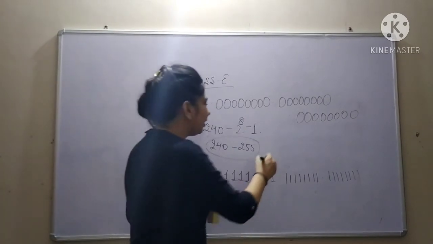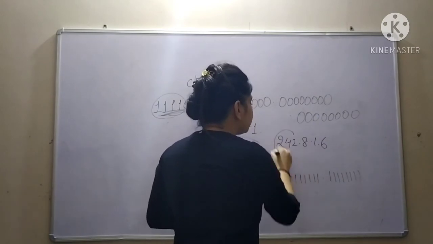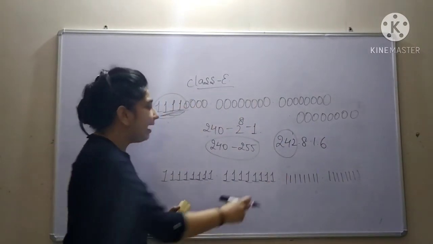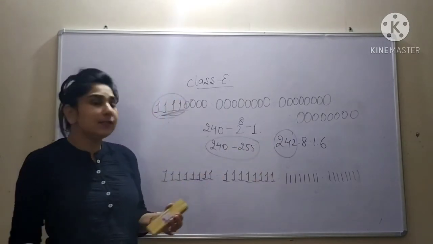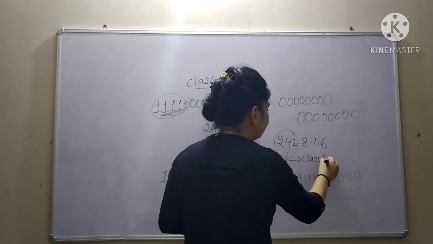For example, we are given 242.8.1.6. The first octet of this IP address is checked and it lies in the range 240 to 255. So we can say that this IP address belongs to class E.